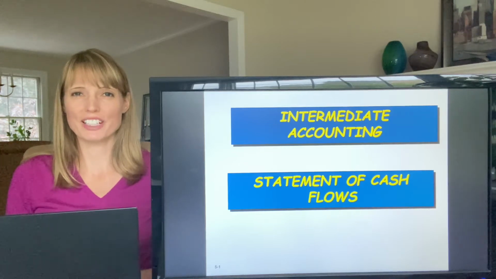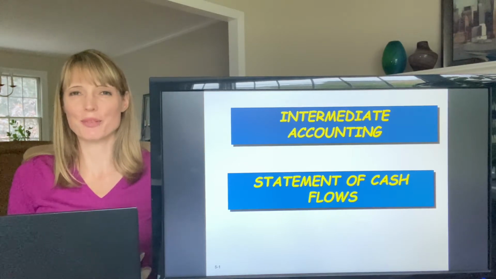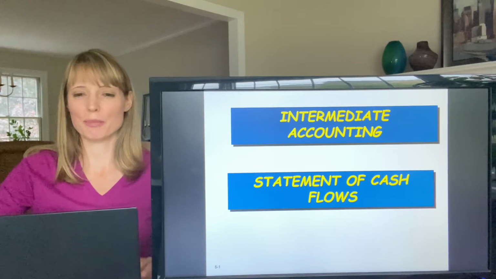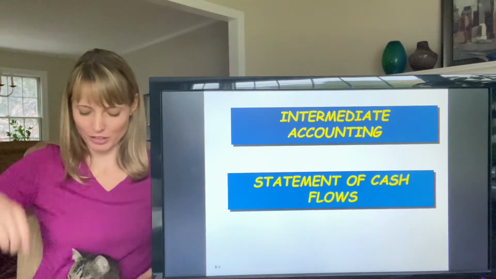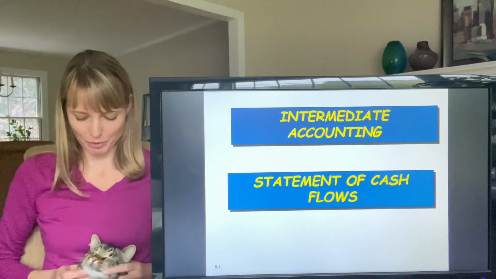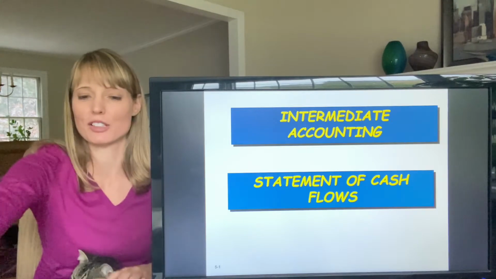Welcome back to Intermediate Accounting and today's topic of the statement of cash flows. Today I'm happy to introduce you to a special guest here. We've got Tigger here helping me out on the statement of cash flows.